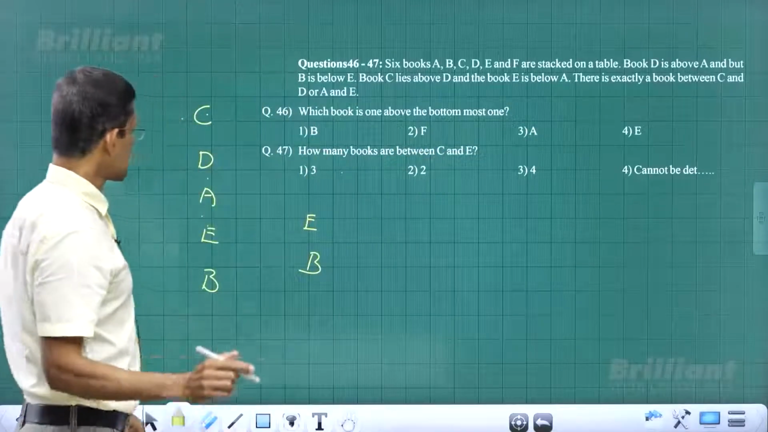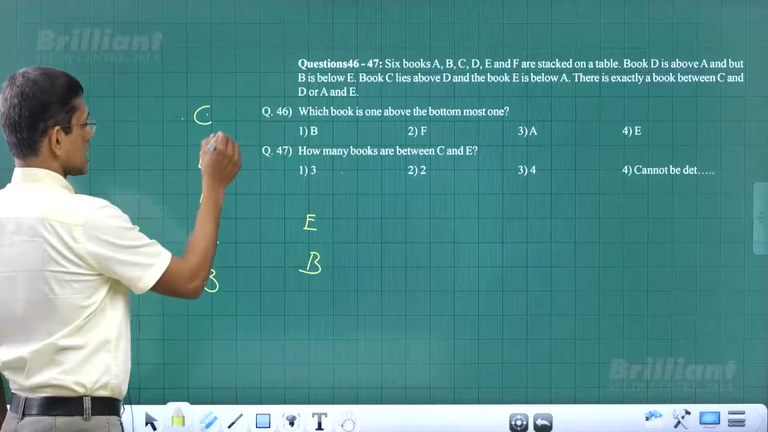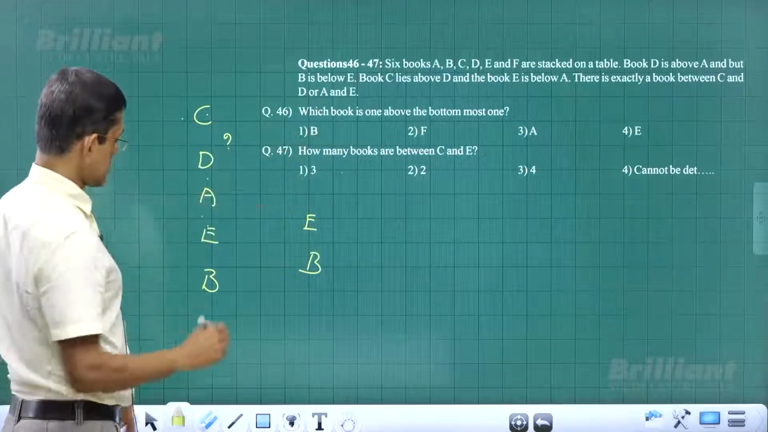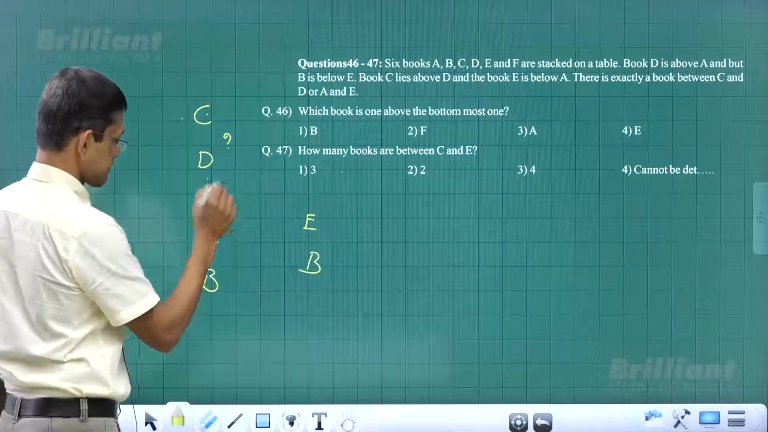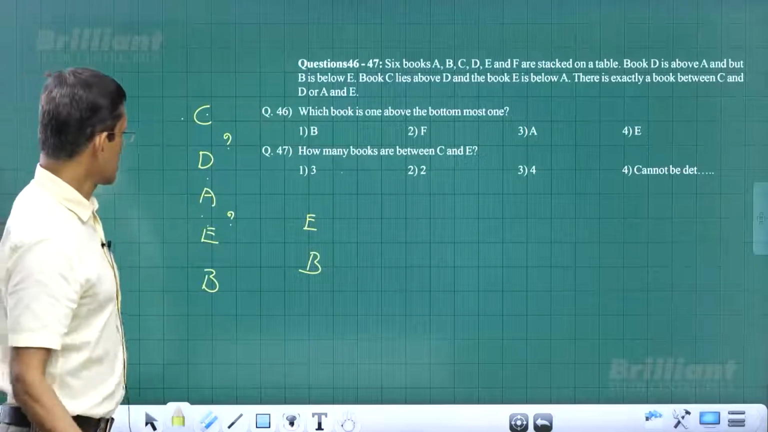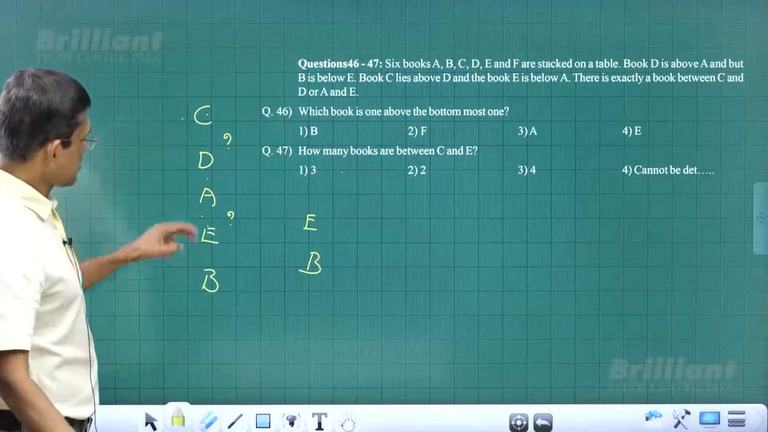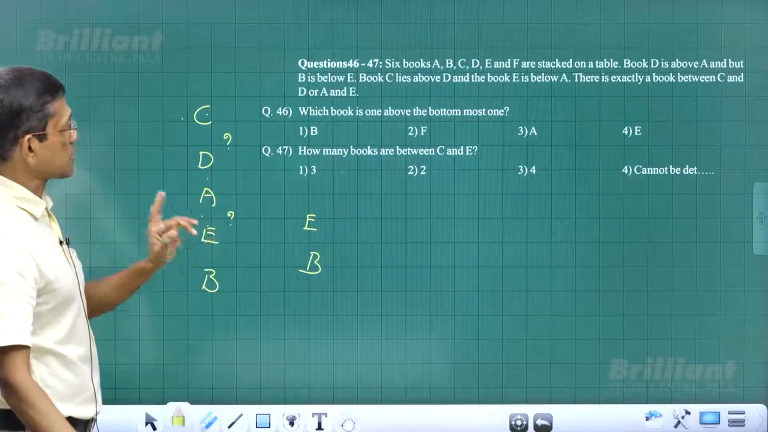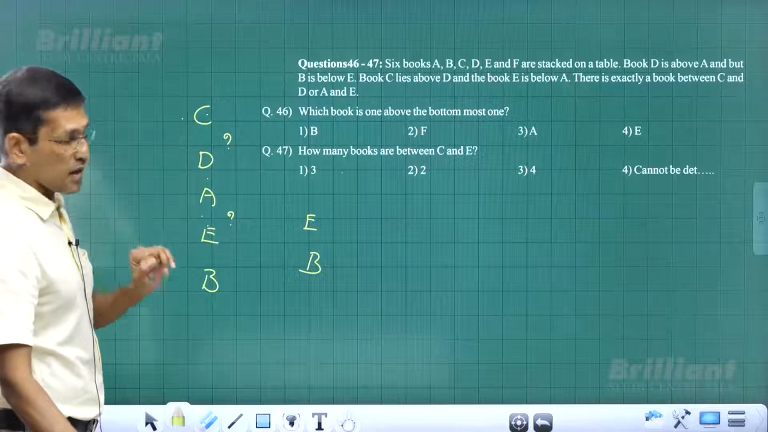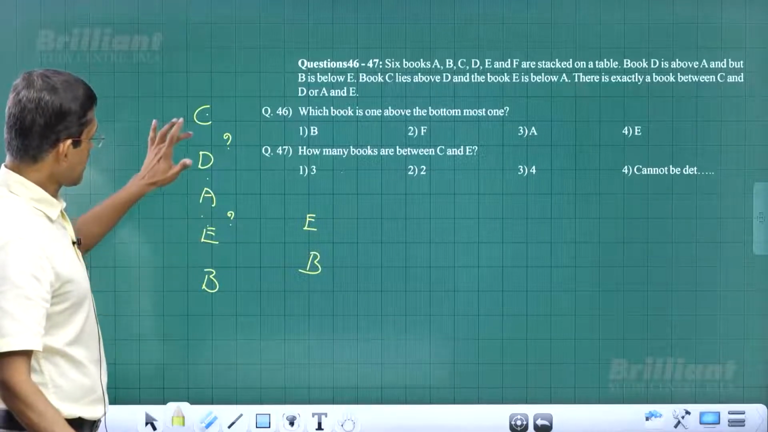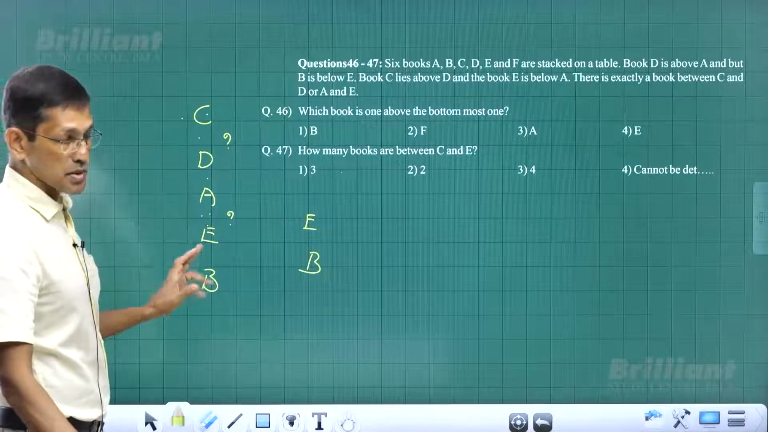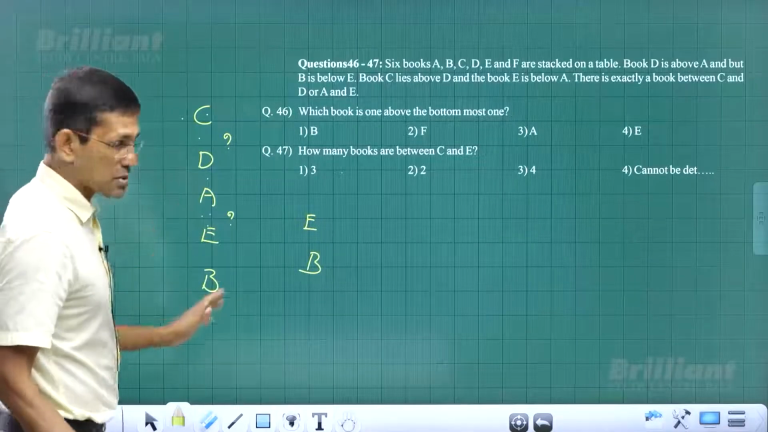There is exactly a book between C and D, or between A and E. Between A and E. So there are 6 books. We have 5 books over here that are arranged. Then one more book is missing. What is that? F. F is missing. Where is F? F could be either here or here. There are 2 possibilities, so we'll arrange both possibilities here.